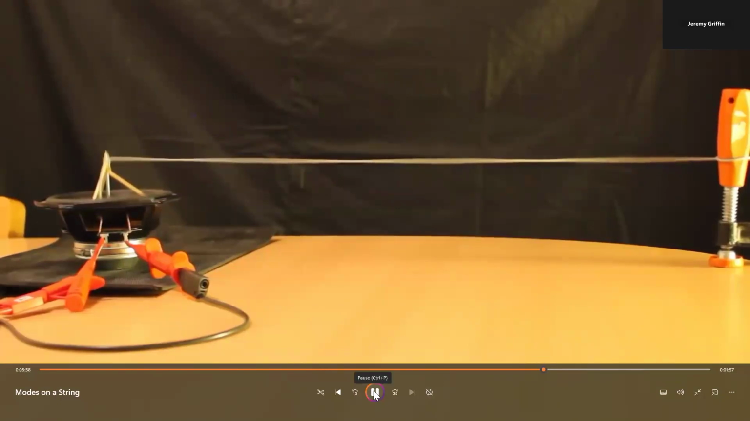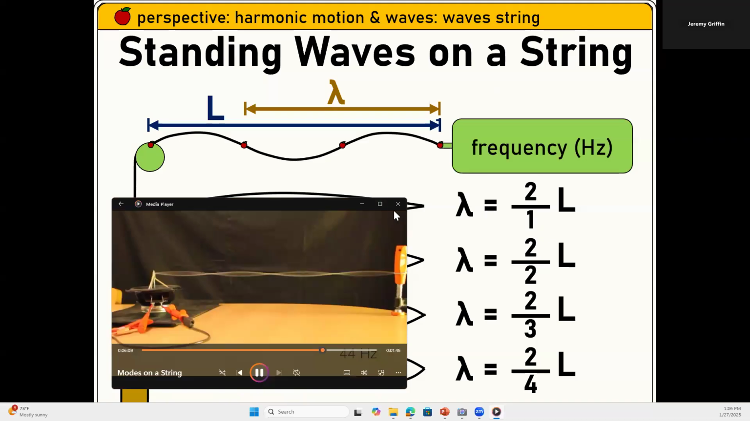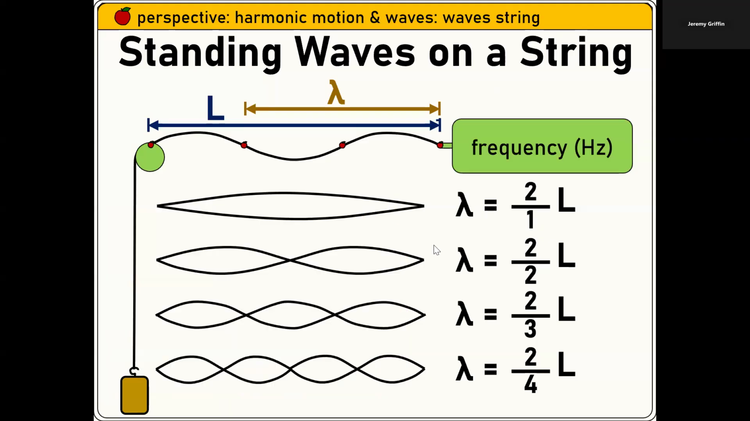Now, some of these don't create a very clear wave, but then sometimes one will pop out. Well, 44 hertz. Surprise. There's two complete wavelengths. That's two complete S shapes, two full wavelengths. So here's a little video demo. It looks like that right there.